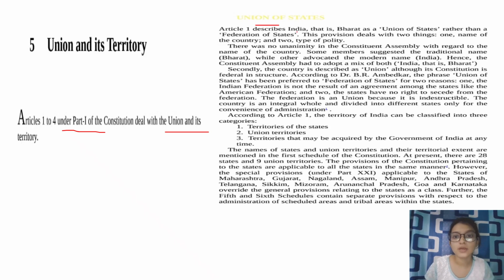Article 1 describes India, that is Bharat, as a Union of States rather than a federation of states. We used to call India Bharat, but when the Britishers came, they started calling it India. So both Bharat and India have been inserted in Article 1, and it says Bharat, which is also known as India, is a Union of States rather than a federation of states. It says union; it believes in uniformity rather than federation.